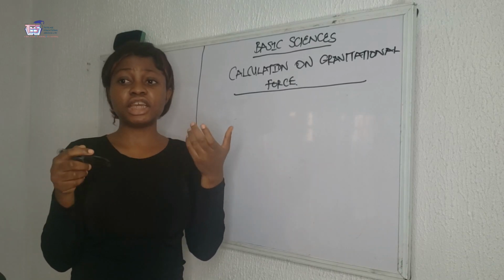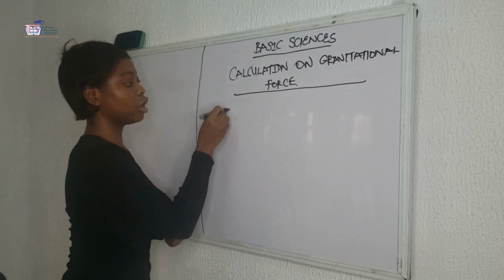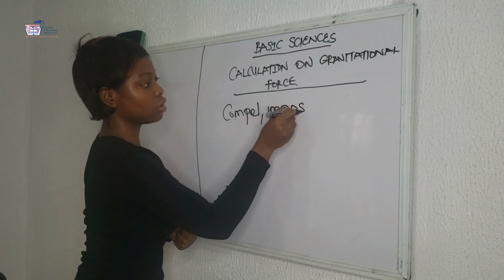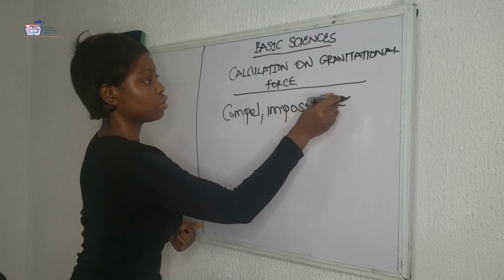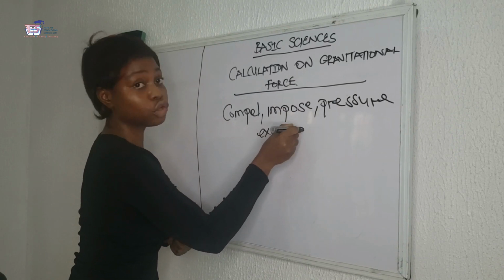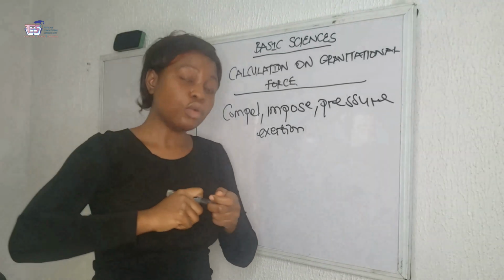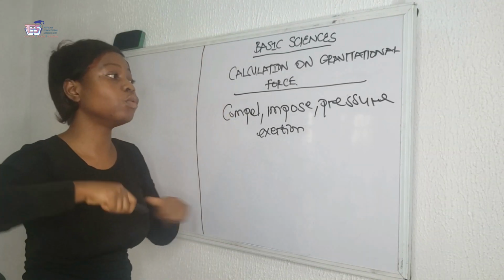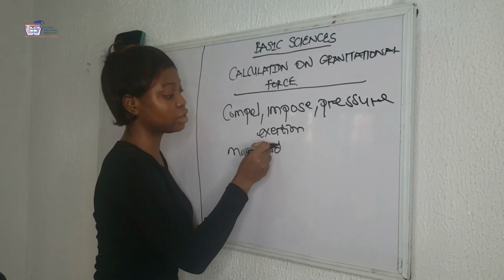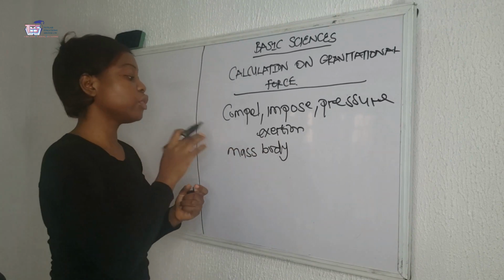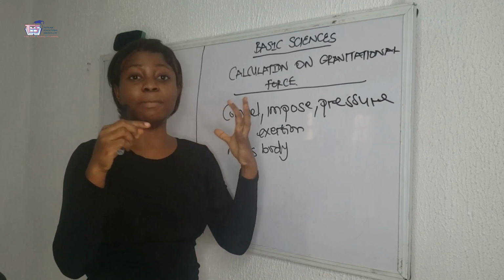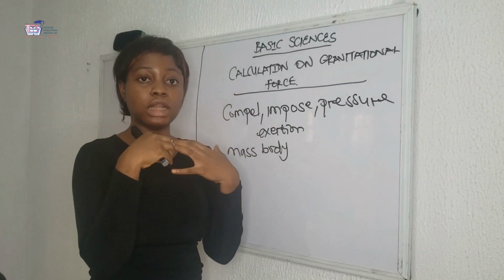What is force? If you check your dictionary, you see words like compel, impose, pressure, exertion, and so on. But in sciences generally, when we look at the word force, we want to consider two parameters, which are the mass of a particular body and the effect of the force. And when we talk about the mass of a particular body, we are talking about the quantity of a material or the quantity of matter that makes up a particular body.